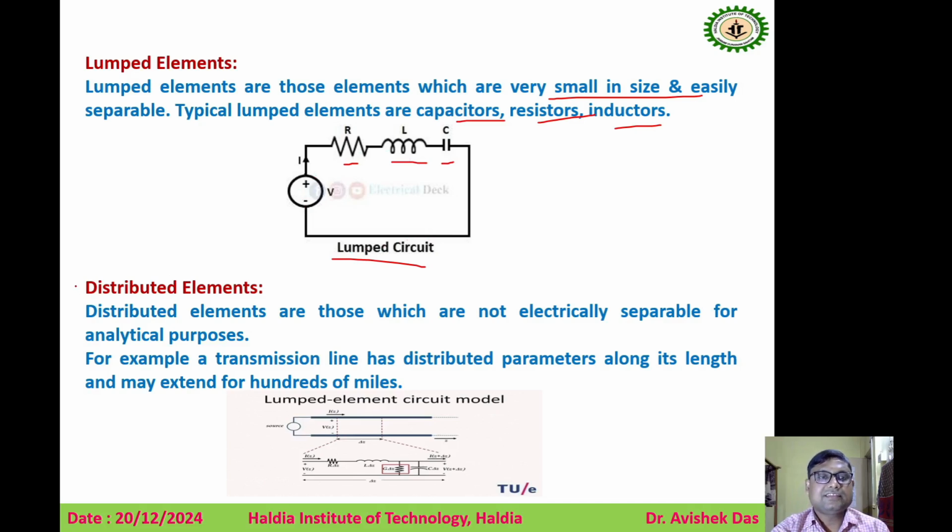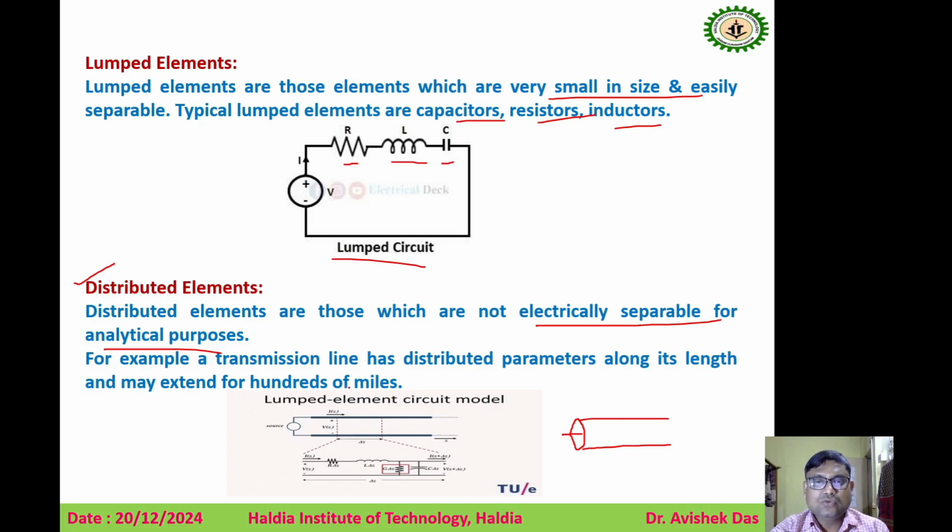Right? Next we discuss the distributed element. So what are distributed elements? Distributed elements are those elements which are not electrically separable for analytical purposes. Distributed elements cannot be easily separated. Understand? So what is an example of a distributed element? We can consider a transmission line. One simple example of a transmission line is your cable TV wire, the coaxial cable. You know the coaxial cable. Here, one inner conductor is there in the coaxial cable, right? So this is an example of a transmission line.